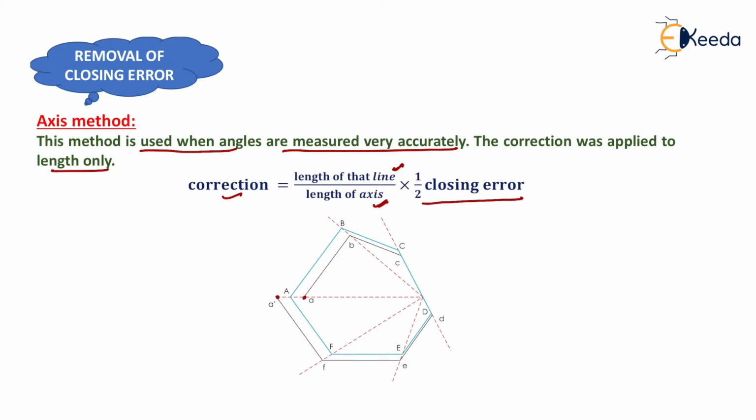Now suppose that we have a traverse A, B, C, D, E, F, A dash, which is represented here. Now this traverse fails to close by distance small a dash A. Now if we want to remove this closing error, then we have to join the line A dash A and extend this line to the last point of the traverse or last line of the traverse, and intersect the last line of the traverse at this point.